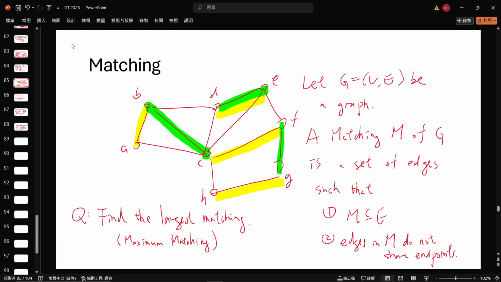Because in this graph we have 8 vertices. If you only have 8 vertices, the best you can do is to find 4 edges in the matching. So indeed, this yellow matching is the maximum matching. This is the goal of the problem, to find the largest matching in your graph.